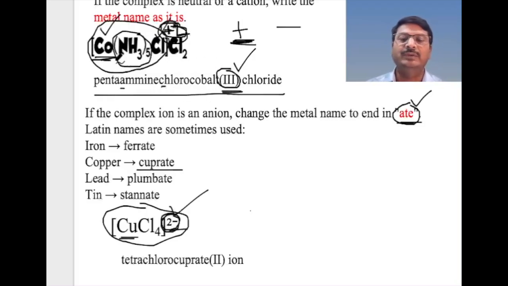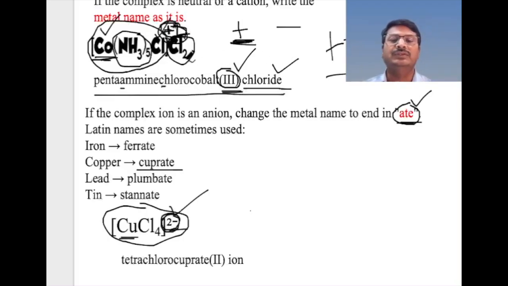So to write the name, you have to find out the oxidation state of the central metal ion also. In this, cobalt has the +3 oxidation state, and that you write in square brackets. After that, if any counter ions are there, you write them without a number. So here 2 chlorines are there, no need to write the number of chlorines, you just write chloride. The total compound name is pentaamminechlorocobalt(III) chloride.